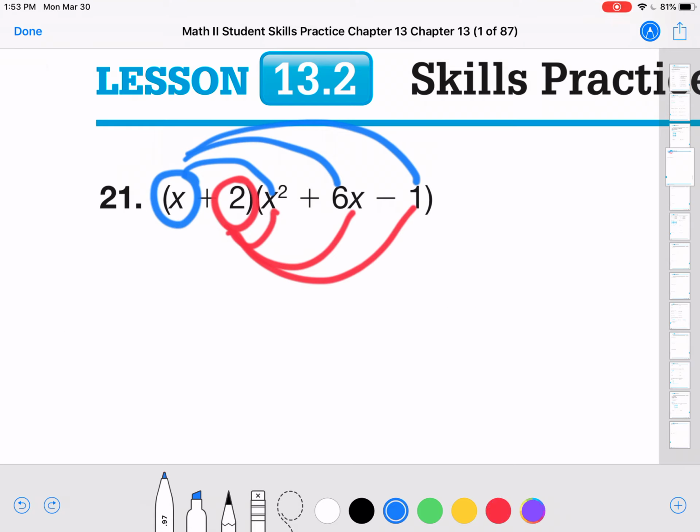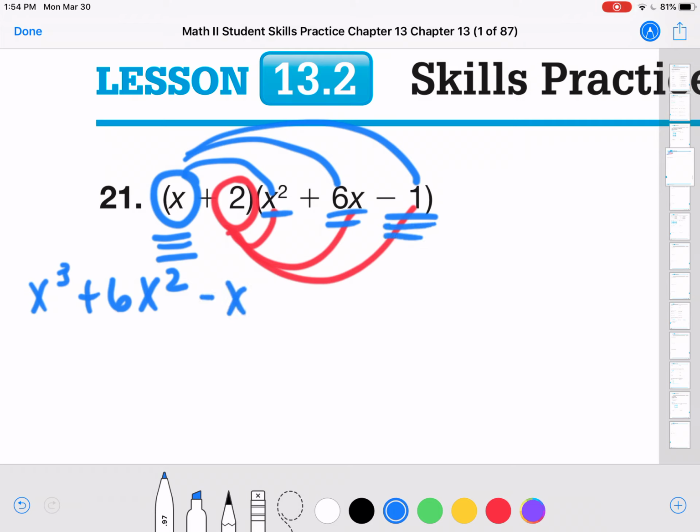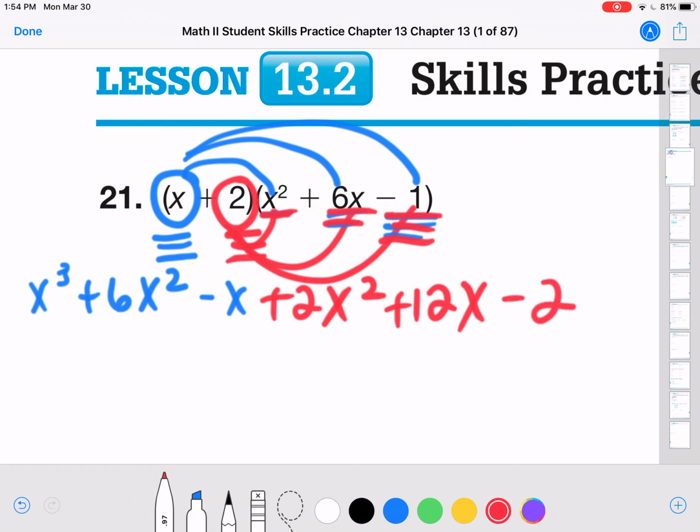So let's start off with the blue. X times x squared is going to be x cubed. X times 6x is going to be 6x squared. And then x times negative 1 is going to be negative x. Then I'm going to do the red. So in red, I have 2 times x squared, that's going to be 2x squared. 2 times 6x is going to be 12x. And then 2 times negative 1 is going to be negative 2.